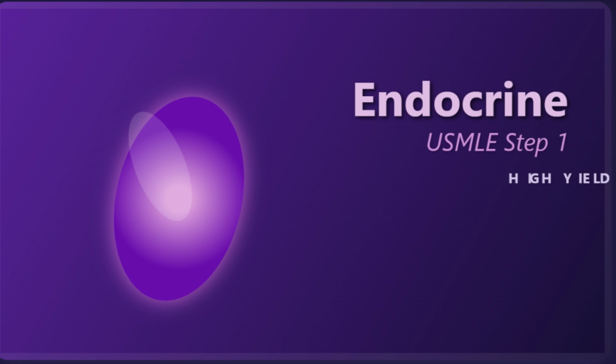Thyroid follicular cells, which are labeled as B, are derived from the endoderm, and the parafollicular cells arise from the fourth pharyngeal pouch. Now listen carefully.